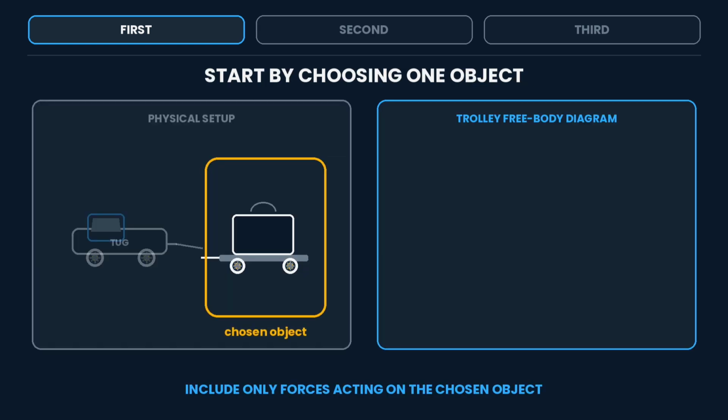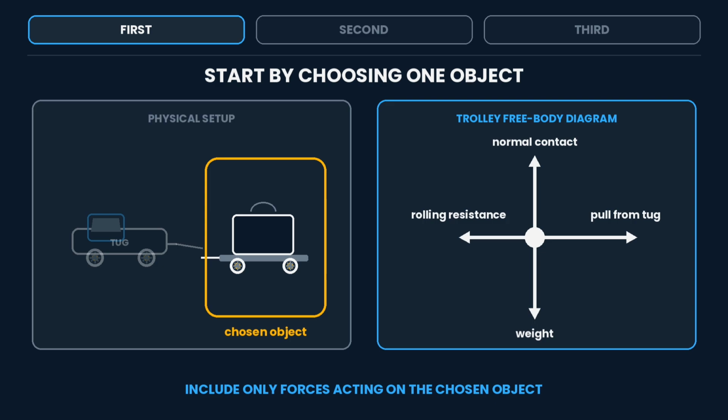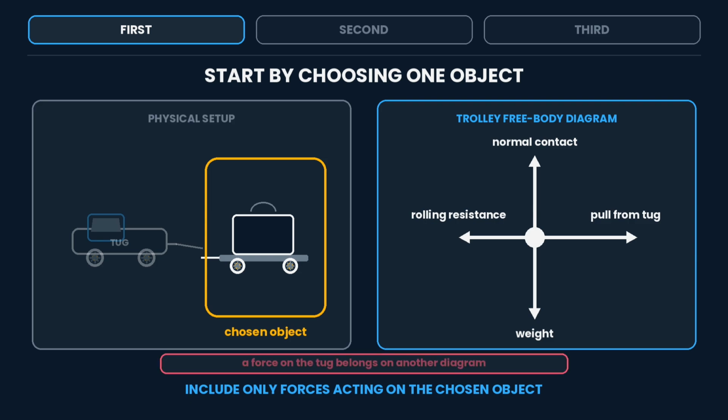Start by choosing one object. A free body diagram shows only the forces acting on that object. If we choose the trolley, we include the pull from the tug, rolling resistance, its weight, and the normal contact force from the floor. A force exerted on the tug belongs on a different diagram.